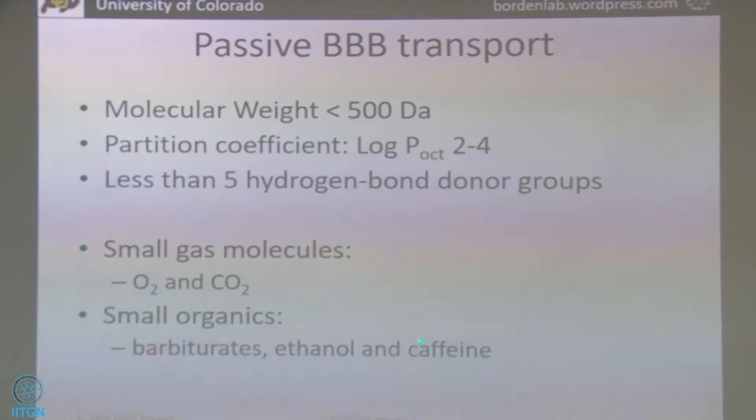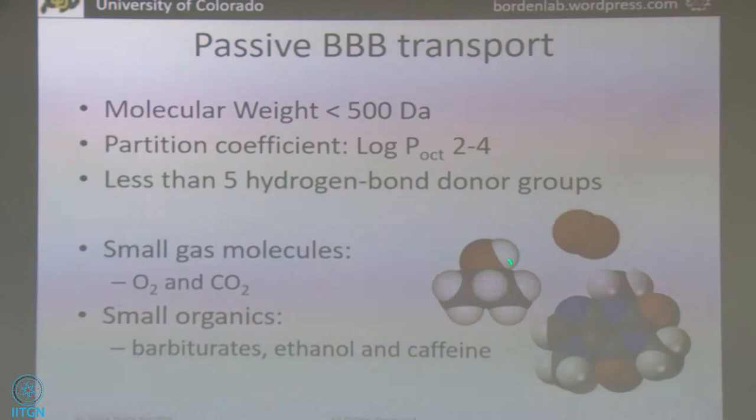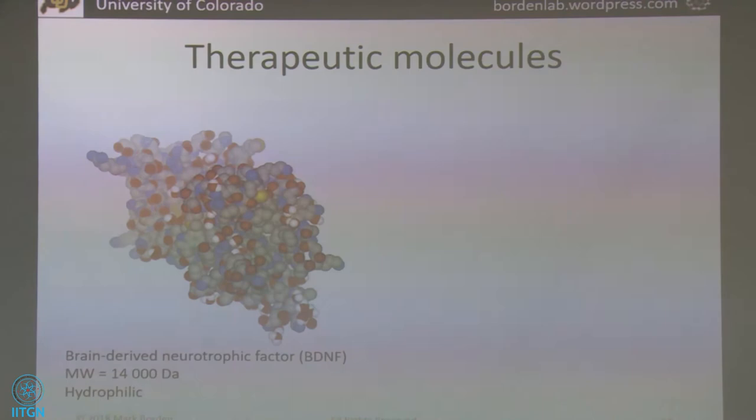Recognize those are all ingredients in certain things humans do. And these are kind of what the molecules look like. So there's oxygen and some different ethanol and caffeine. So these molecules can get through into the brain, but the therapeutic molecules that you want to use can't. So, for example, this is a brain-derived neurotrophic factor, or BDNF.